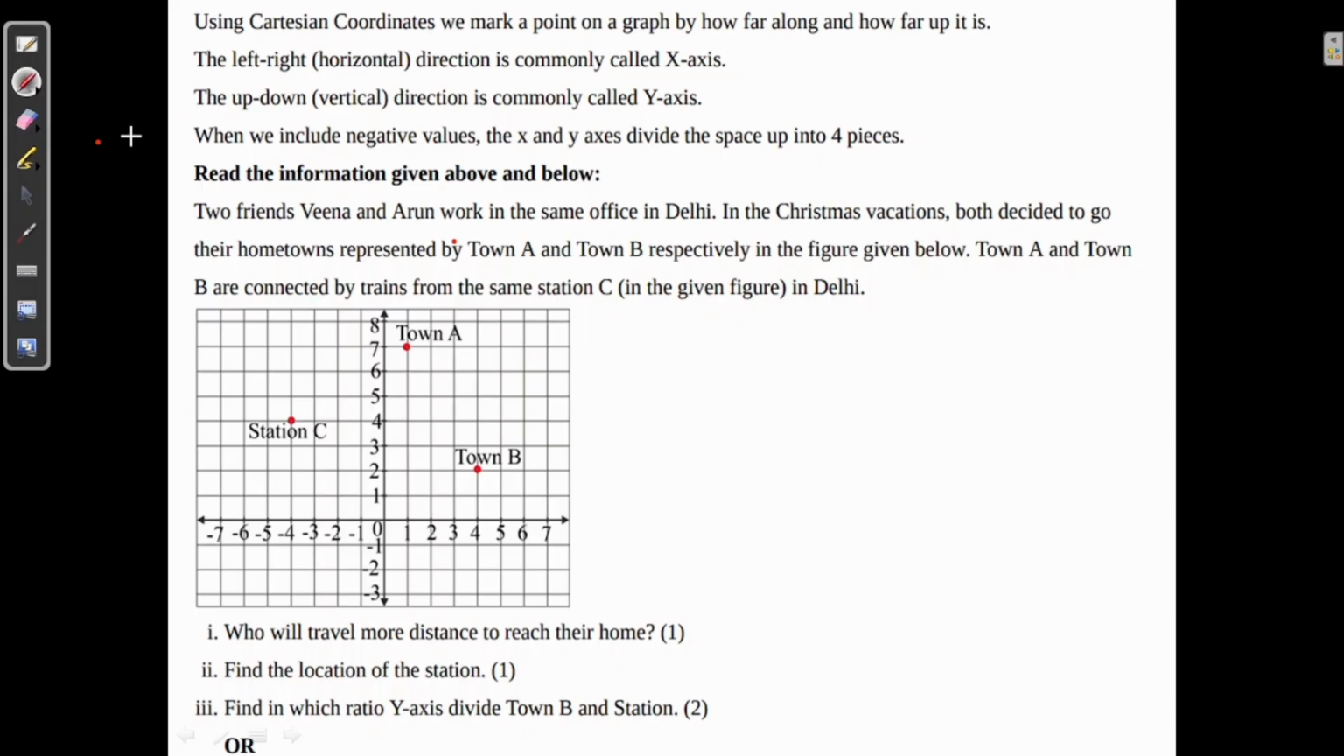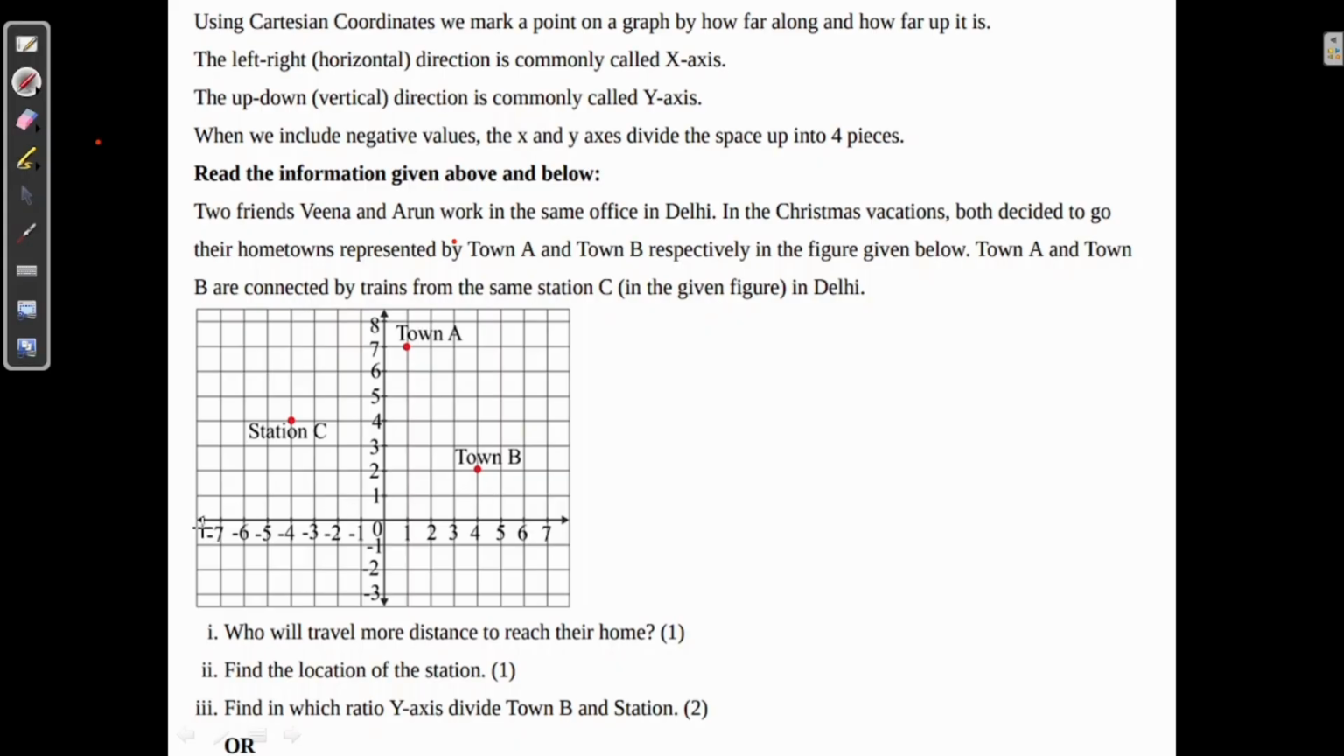Okay students, time up. So let me solve it. Let us read the question one more time. If you have a case-based question, first you will read the question and try to understand what they are saying. Using Cartesian coordinates, we mark a point on a graph by how far along and how far up it is. They are saying imagine a paper on which they have drawn two axes. The left-right horizontal direction is commonly called the x-axis.